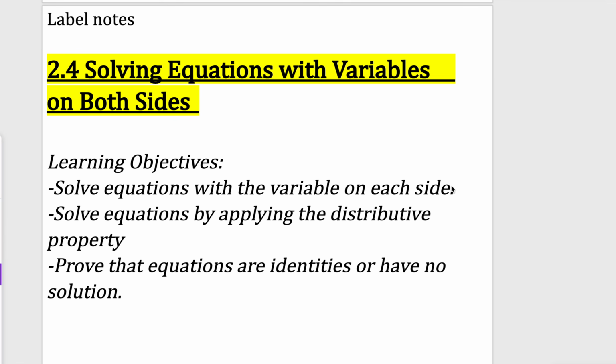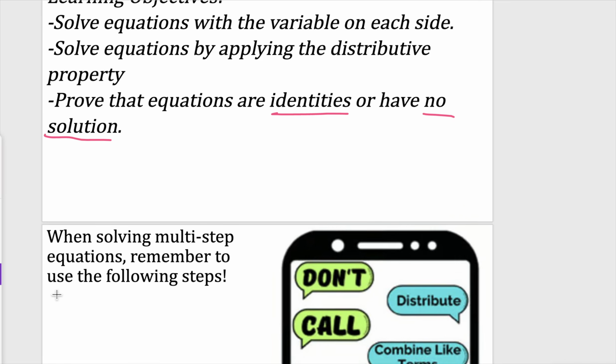Today we're looking at lesson 2.4, solving equations with variables on both sides. So, learning objectives today: solve equations with the variable on each side using the distributive property, and also talk about something called identities or no solutions at the very end. So let's go ahead and get started.